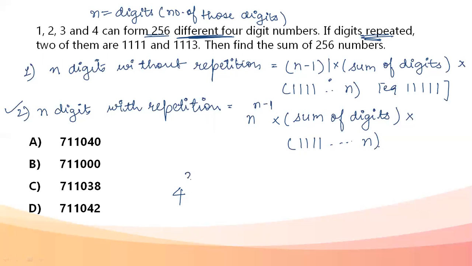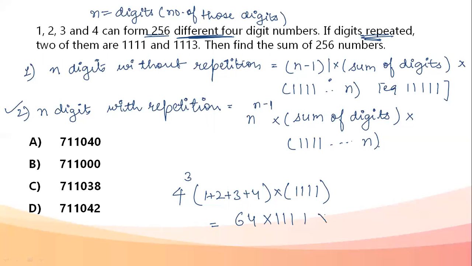4 raised to power 4 minus 1 becomes 3 into the sum of the digits. Sum of digits 1, 2, 3, and 4. Sum is 1 plus 2 plus 3 plus 4 into 1 1 1 1 only. So this becomes 4 times 4 is 16, 16 times 4 is 64, 64 into 1 1 1 1 into 4 plus 3, 7, 7 plus 3 is 10. When we do this, it comes out to be 711404.